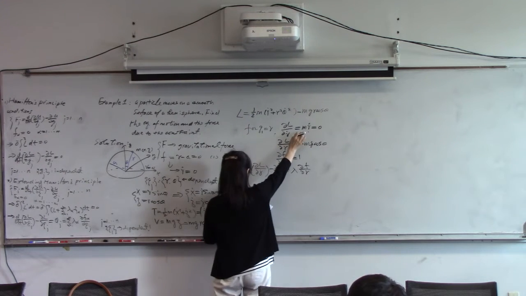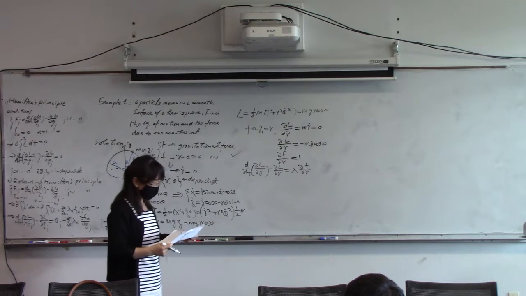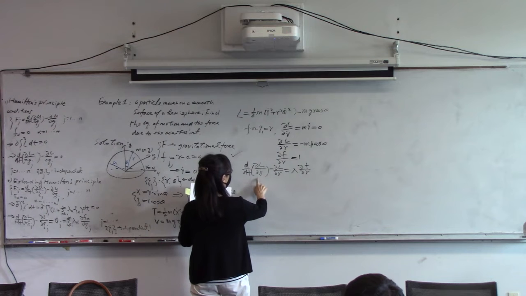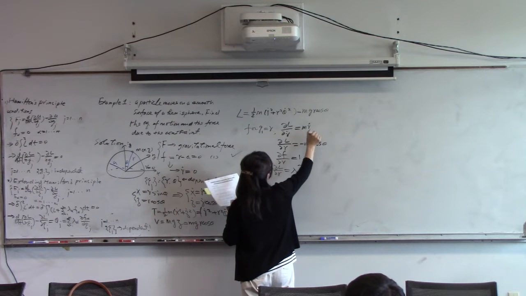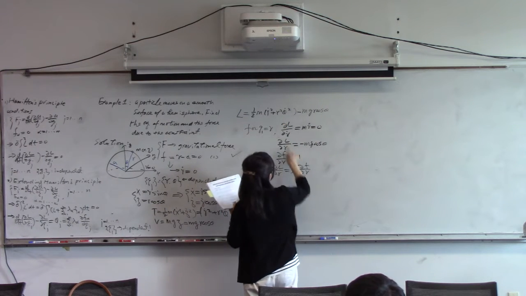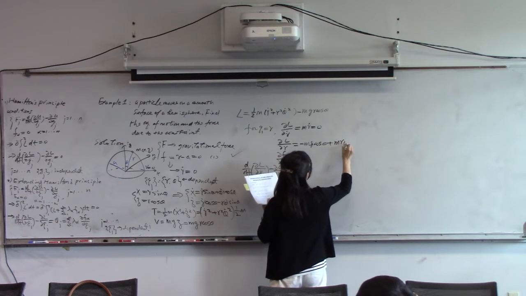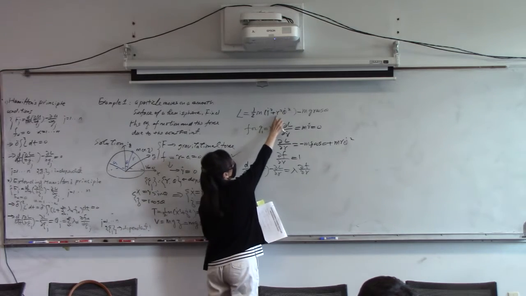Okay, now we substitute. So here, this one is 0, right? I think I missed one term. I have another one here. Sorry, that is what I missed: m R theta dot square. Right? There's R here too.